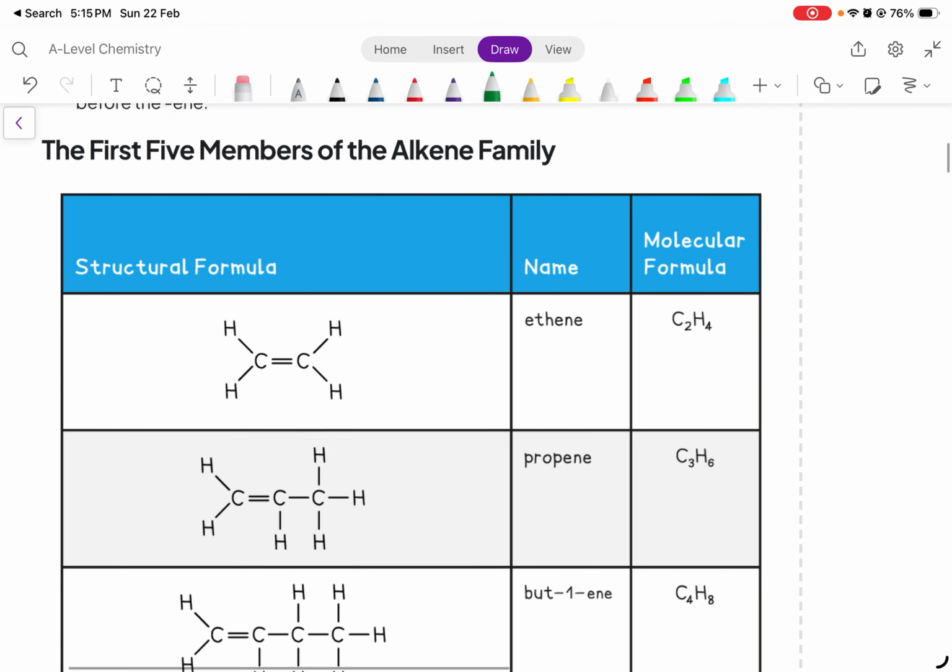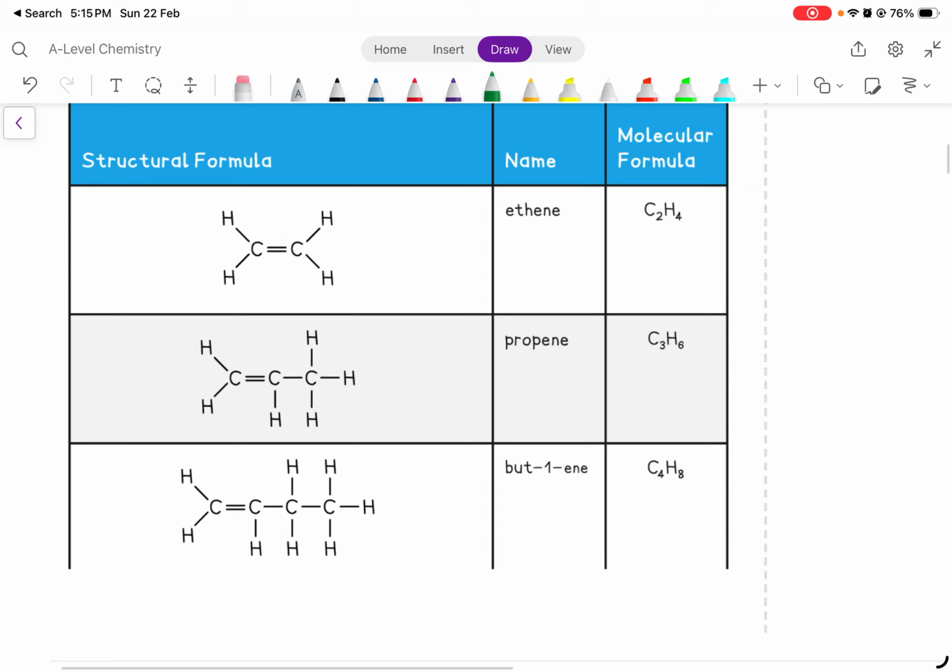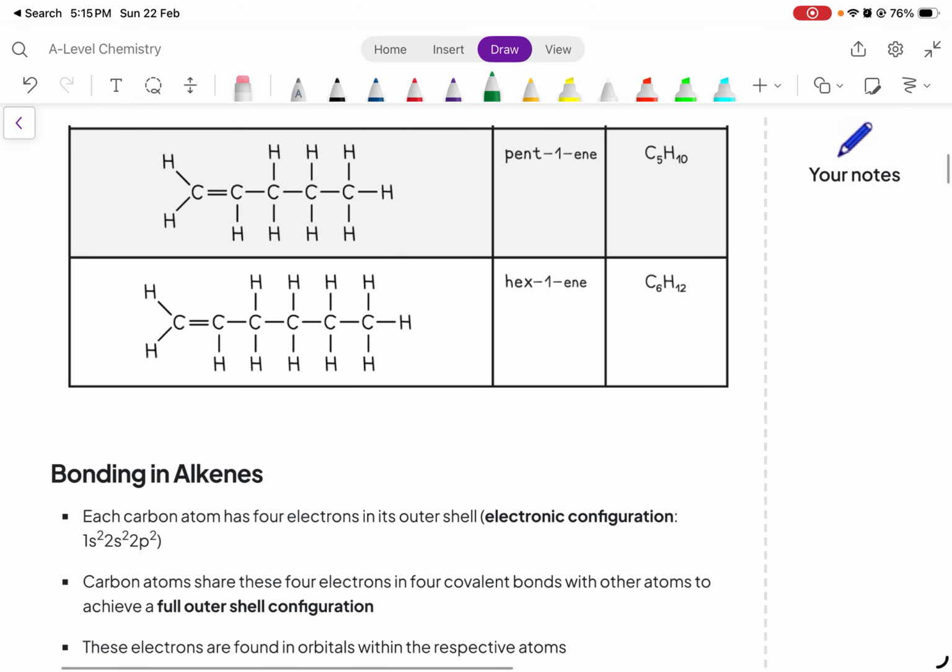So let's have a look. 这里是我们所有的 listing of all alkenes. So you can see that's all double bond, double bond, double bond. Okay, and it keeps going forward, up and up and up.